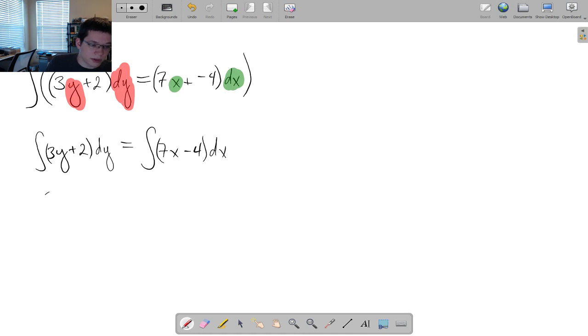which leaves us with 3y squared over 2 plus 2y plus a constant equals 7x squared over 2 minus 4x plus a constant. I'm going to combine my constants.